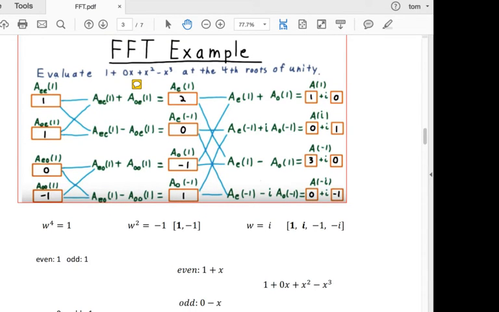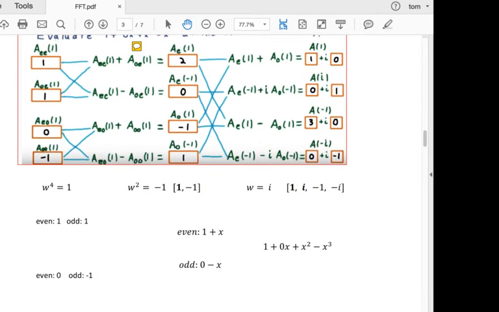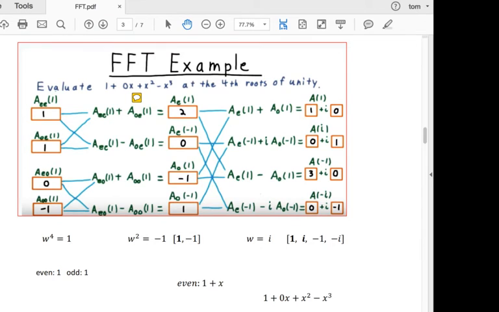Are you following this part? I mean, the FFT example? If yes, I will go to the second example.